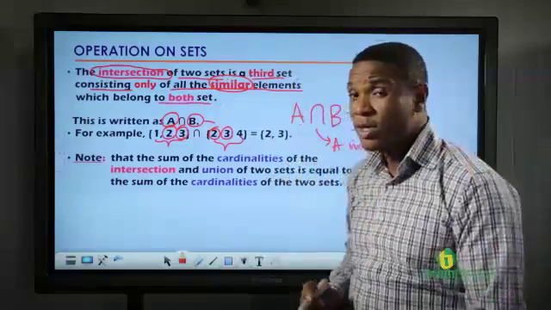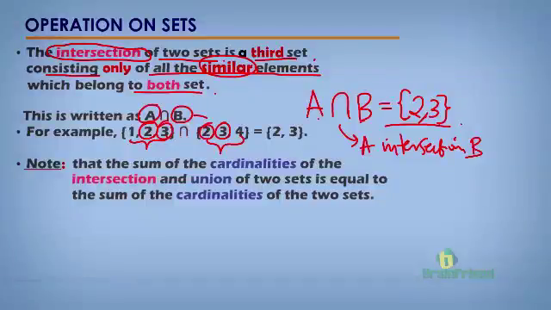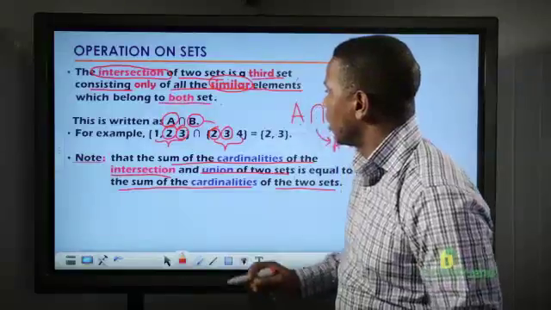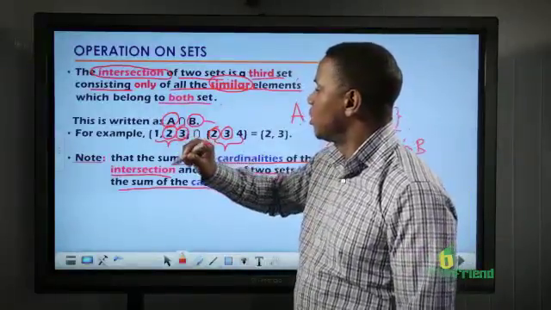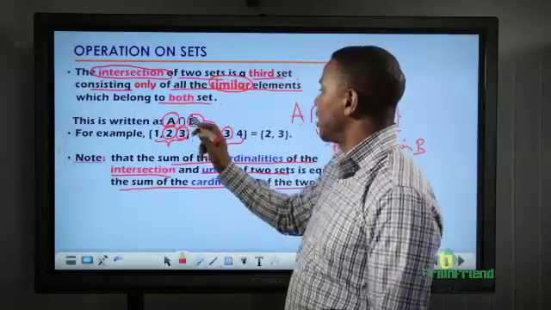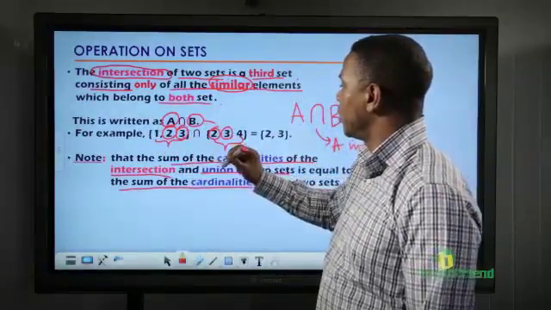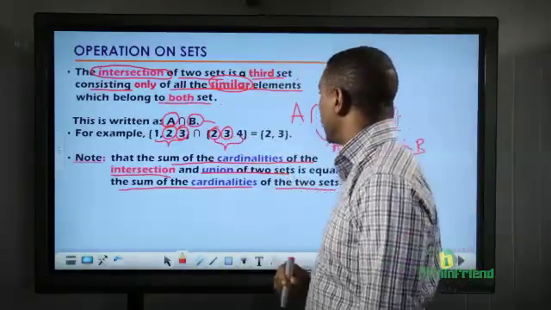A quick one, we need to take note that the sum of the cardinalities of the intersection and the union of two sets is equal to the sum of the cardinalities of the two sets. Let's take a practical example. If we make use of our given set A here, which has elements 1, 2, and 3, and B, which has elements 2, 3, and 4.